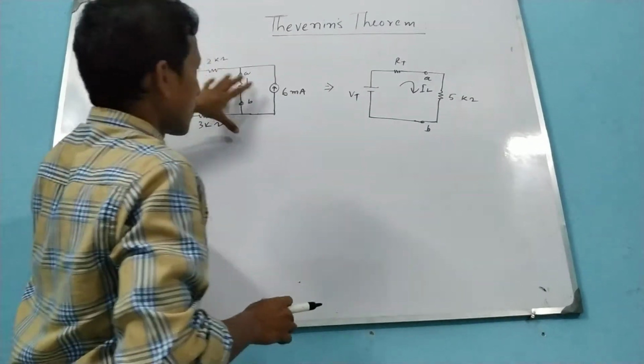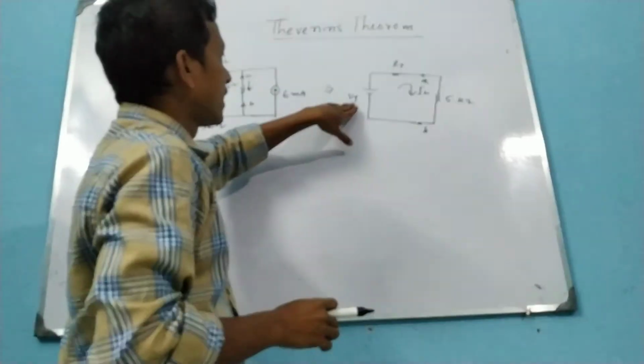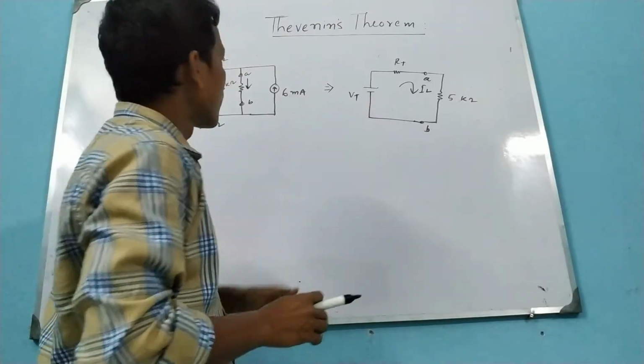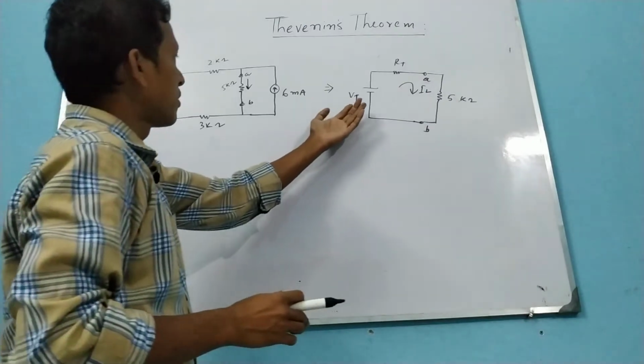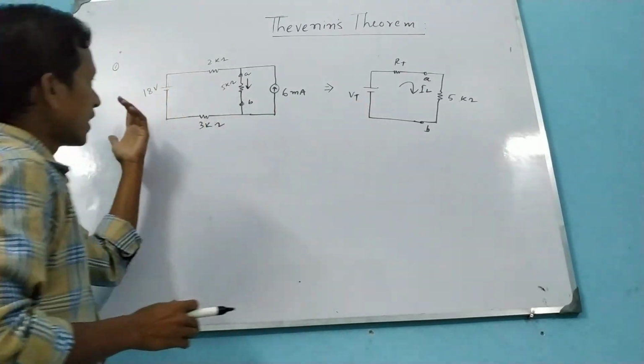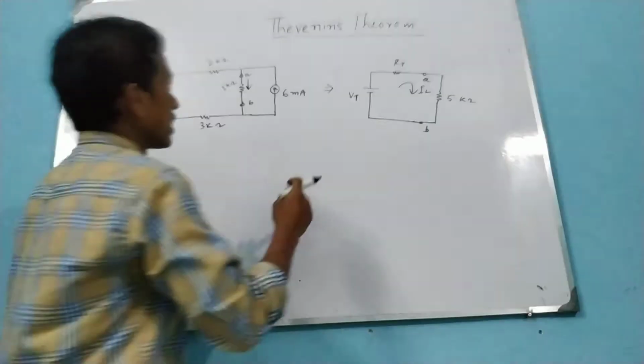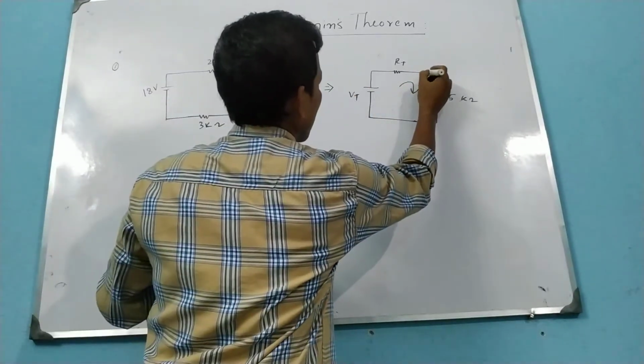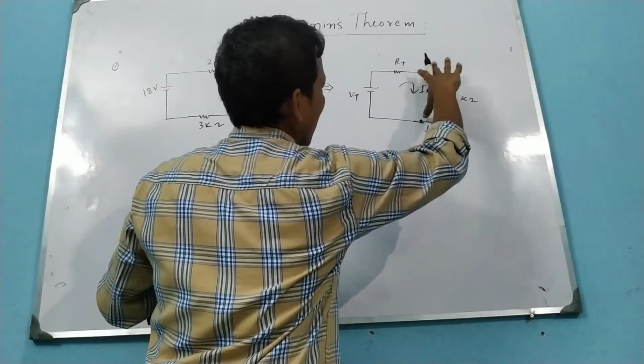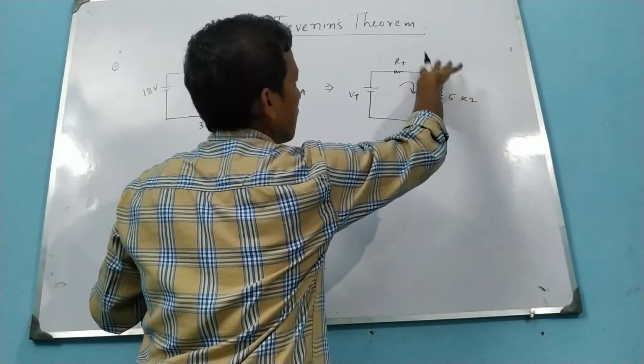So from this circuit, first I will calculate Thevenin's voltage. For the calculation of the Thevenin's voltage, in the circuit there are two energy sources. This is a voltage source and this is a current source. So for both sources, we have to calculate the voltage across the terminals A and B. So let's start.